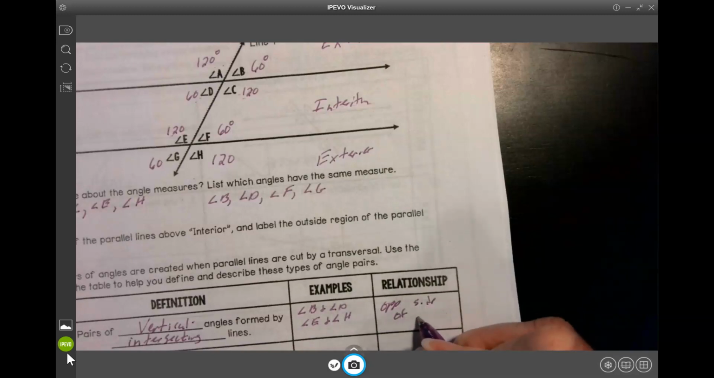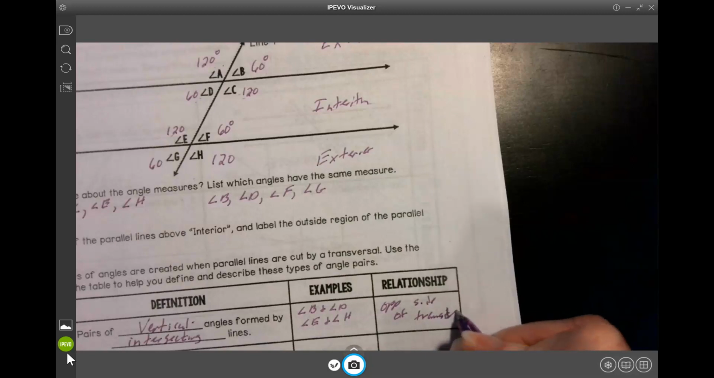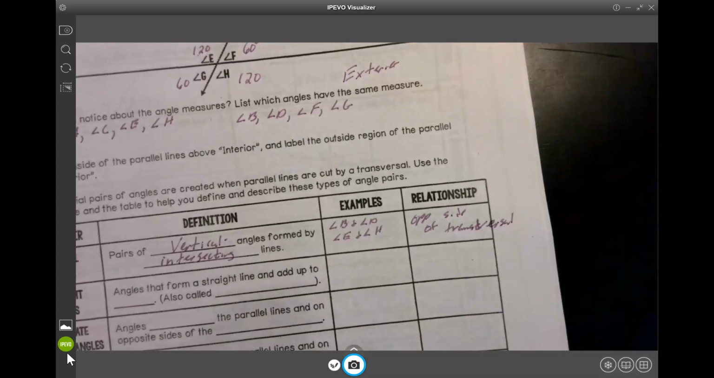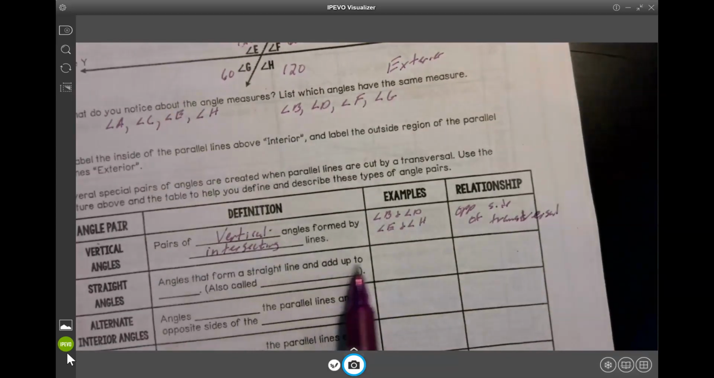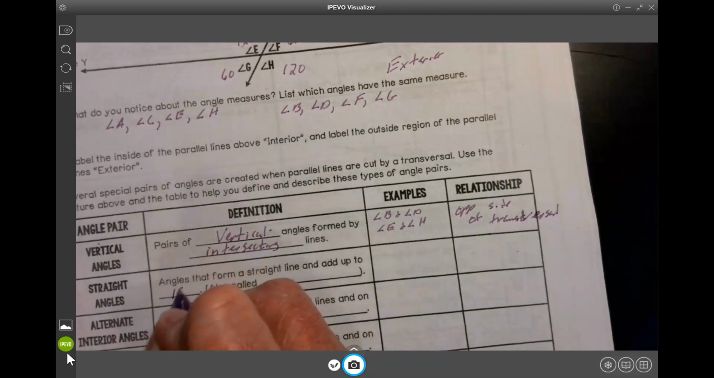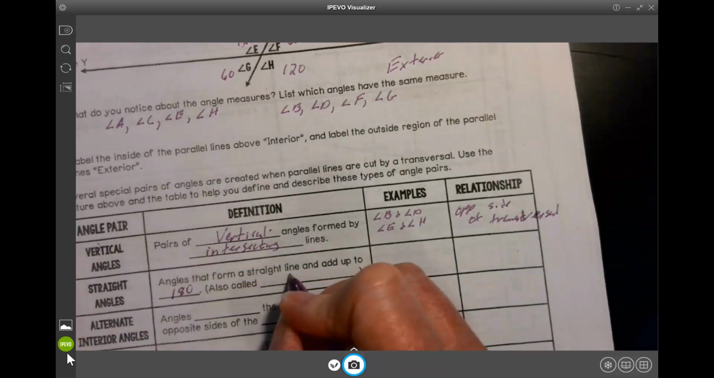I'm not completely sure what this part is. Transversal. Okay. Straight angle. Straight angles: angles that form a straight line and add up to 180 degrees. Also called a line.